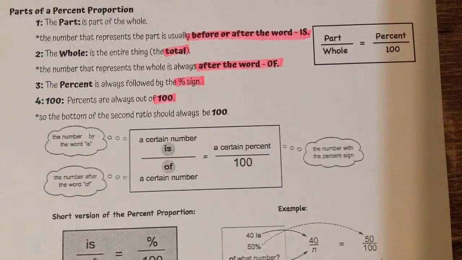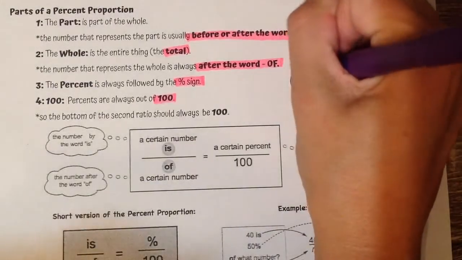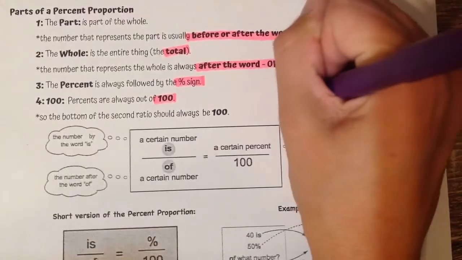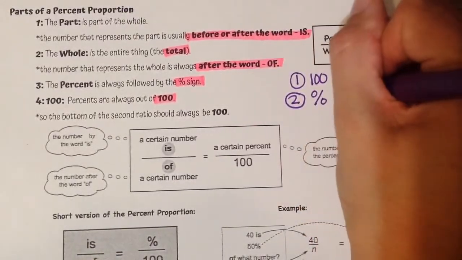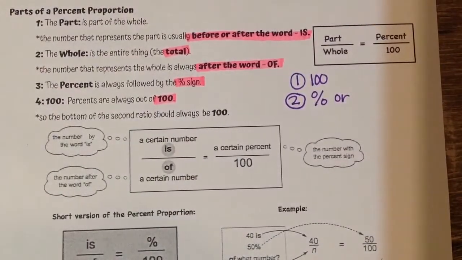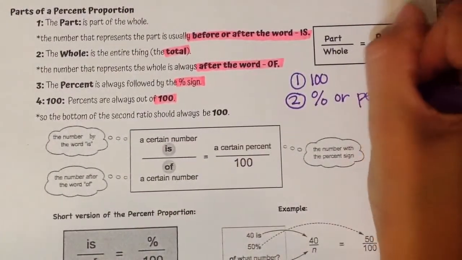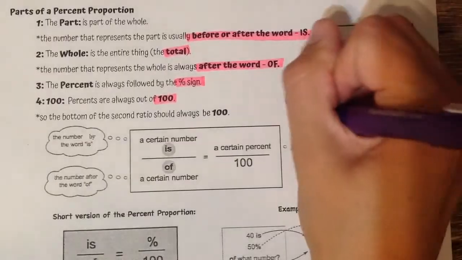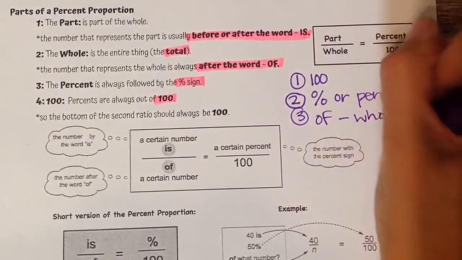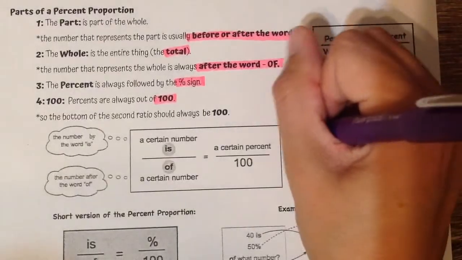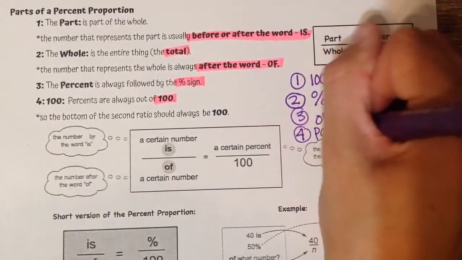My recommendations are, as I might have said before, the first thing I do is write the 100. The second thing I look for is the percent sign or the word percent. Third thing I look for is the word of to clue me into the whole. And then the fourth thing I look for is the part, because I think that's the hardest to find.